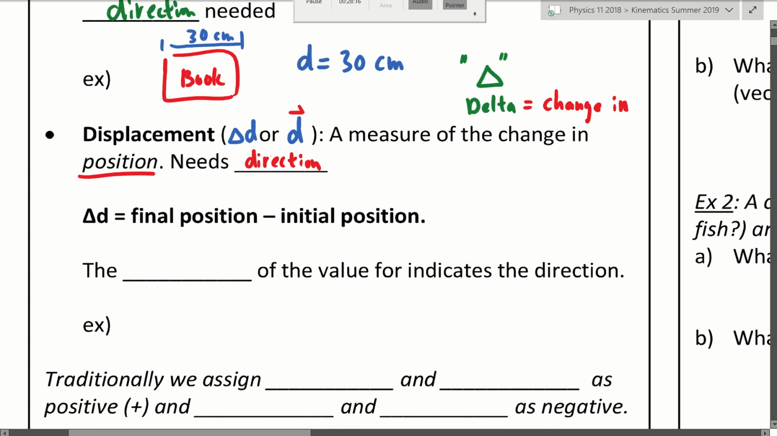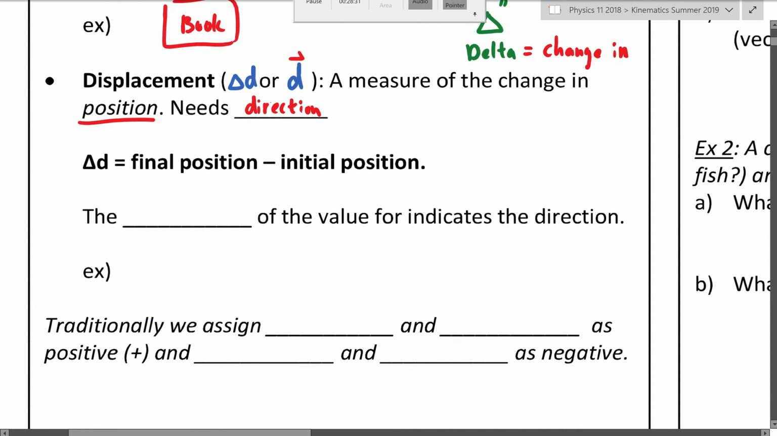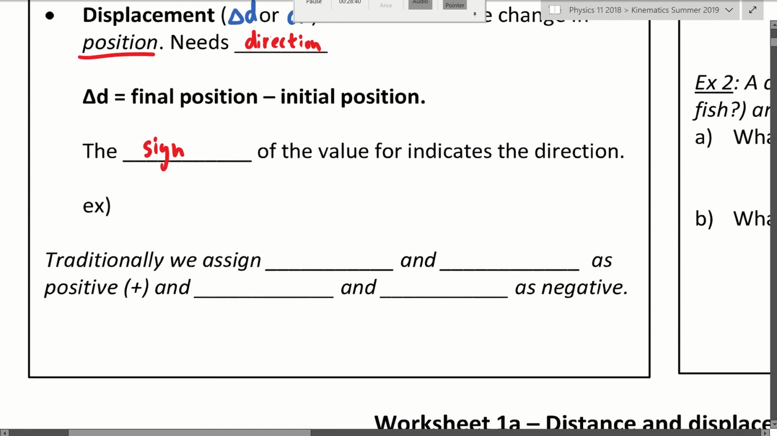Okay? Now, change in position, or your displacement, is equal to final position minus initial position. So in physics, change in anything is always final quantity minus initial quantity. So delta D is the change in D. Now, because we're talking about direction, we also need to worry about plus and minus signs in some of the values to indicate direction.